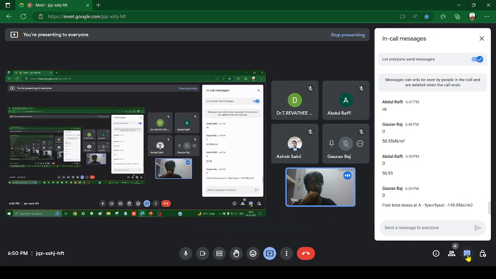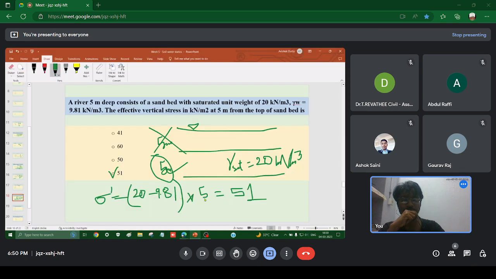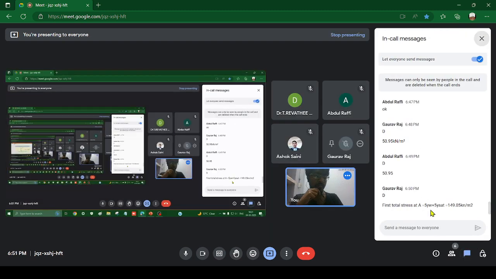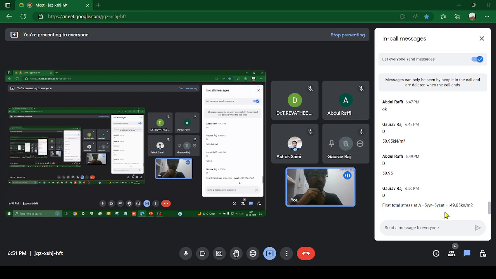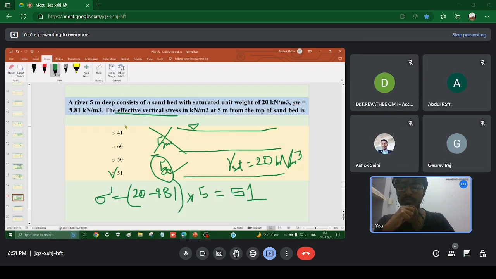Five gamma W plus 5 gamma sat. Yes, the total stress you can easily find out using gamma sat only. But I'm talking about the effective stress over here. Very good. The total stress, how much have you mentioned, Gaurav? 5 gamma W plus 5 gamma sat, so 149.05. Very good. So this question is clear. This solution is clear.